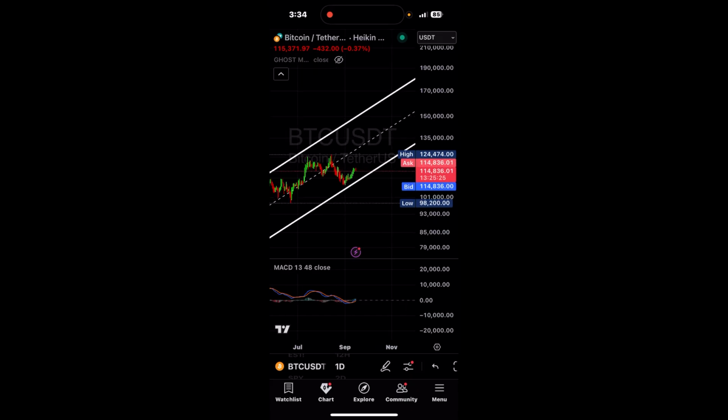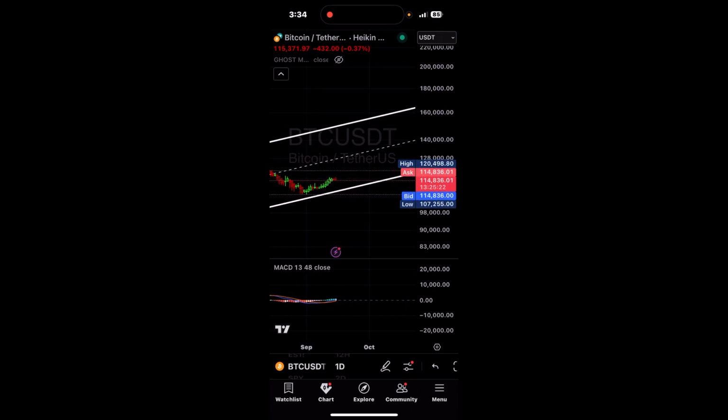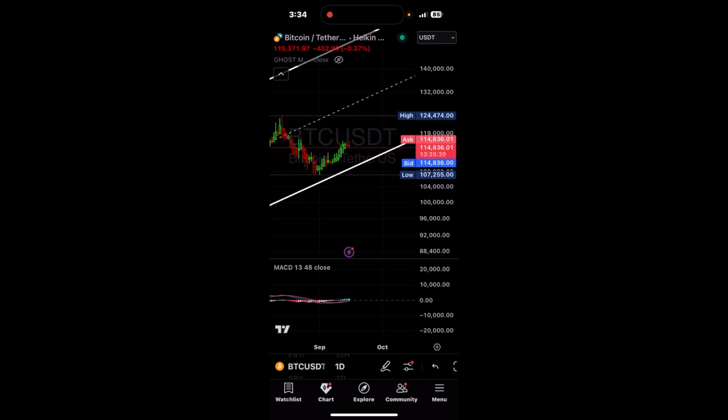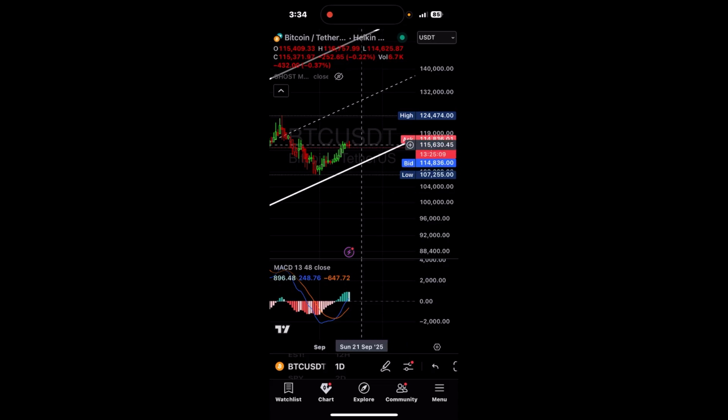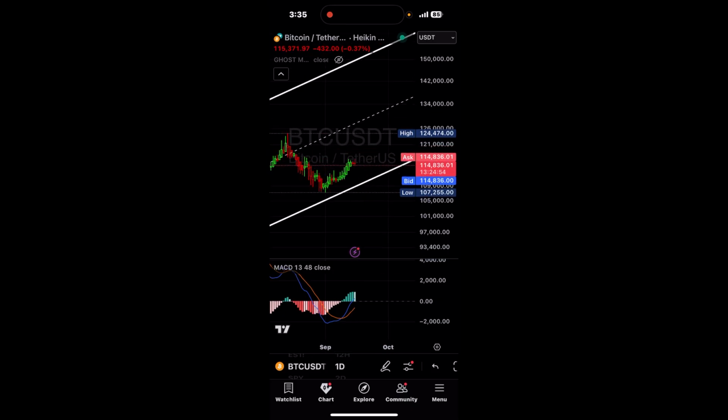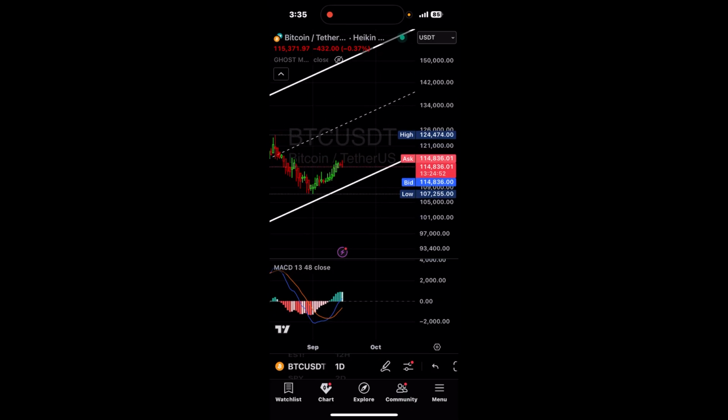If we look at the last candle from where we are right now, we can tell that Bitcoin is close to the bottom of that ascending channel. So what we want to use the MACD for is to wait till this candle gets as close to the bottom as possible, and then look for crosses on the MACD. From looking at this right now, we can tell that it's at the bottom of an ascending channel.